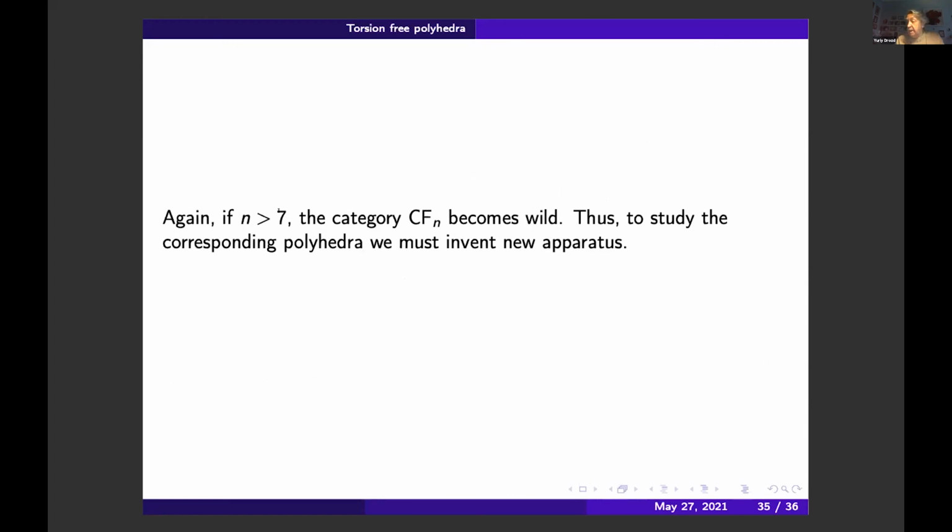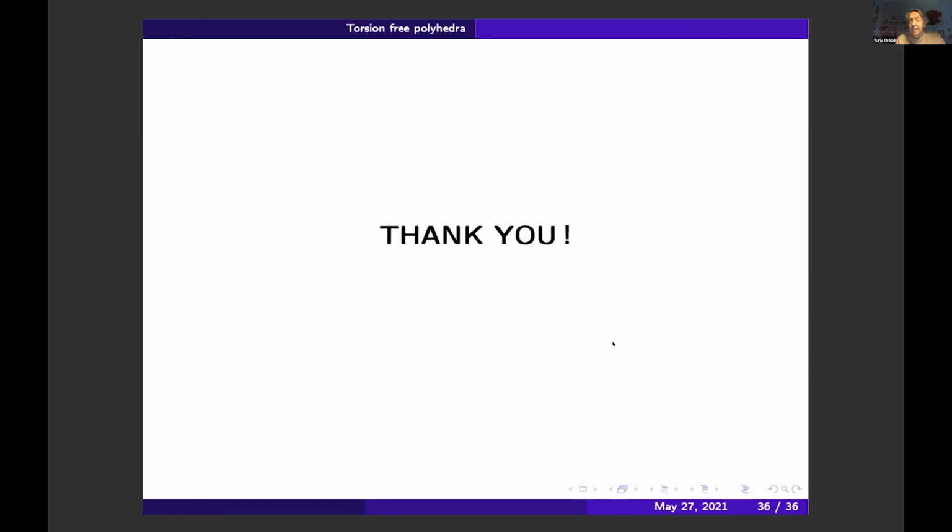And if n is bigger than 7, the category CFN becomes wild. And so to study the corresponding polyhedra, we must invent a new apparatus. And at the moment, I don't have such an apparatus. Okay, so I think I must stop now. Thank you very much, especially for your patience.